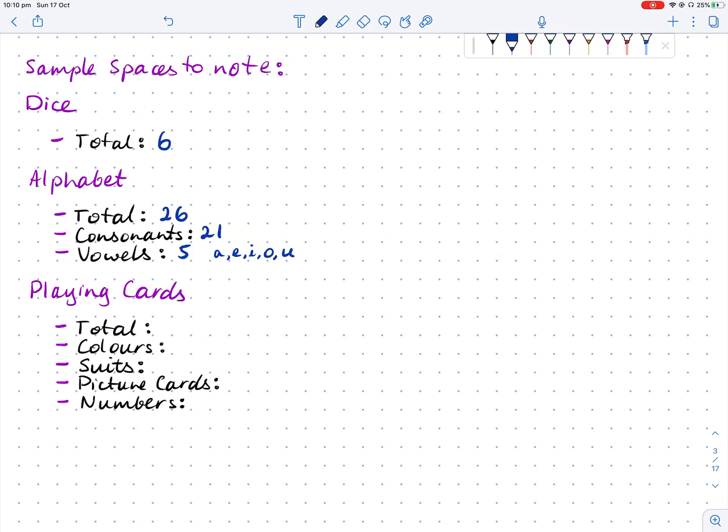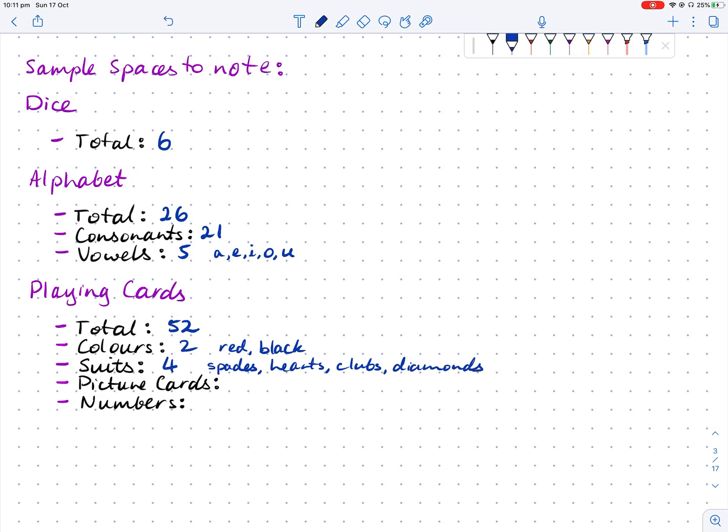So consonants and vowels. The last one, very important, and if you don't know this, you really do need to get out a pack of playing cards or find a way to learn these. When we're looking at a deck of playing cards, we've got 52 cards altogether. We've got 2 colors. We can have red or black. We have 4 suits, and that's spades, hearts, clubs, and diamonds.